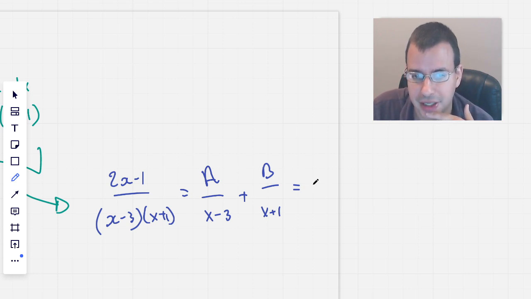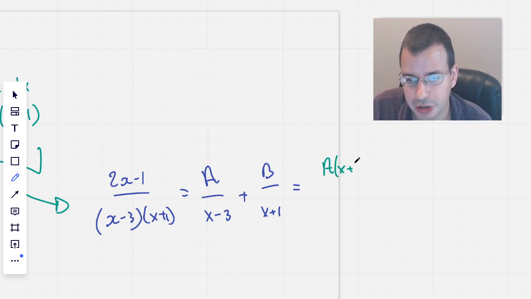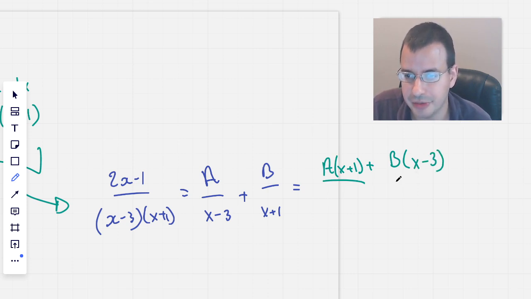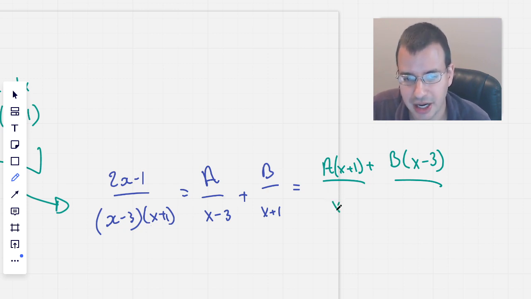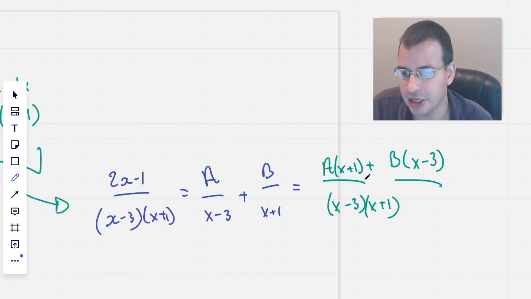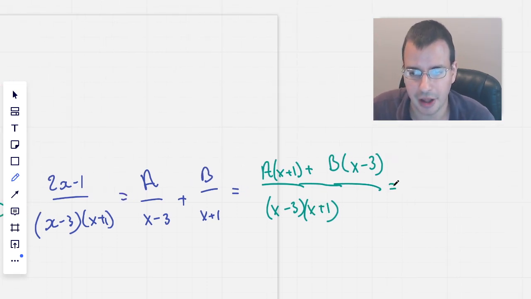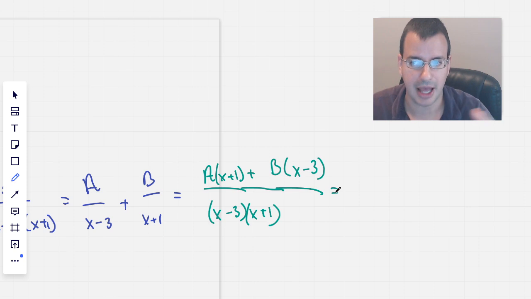And then we recombine it. To combine it, we'll do A times (x plus 1) plus B times (x minus 3). What we're doing here is trying to get a common denominator, because we had a common denominator over here and we're trying to get back to that. So this is going to be (x minus 3)(x plus 1) on the bottom. It'll be the same thing over here, then we'll just combine it. I'm skipping a couple steps, but if you're familiar with algebra, you'll see it. If not, you should probably take a look and understand how I got there.